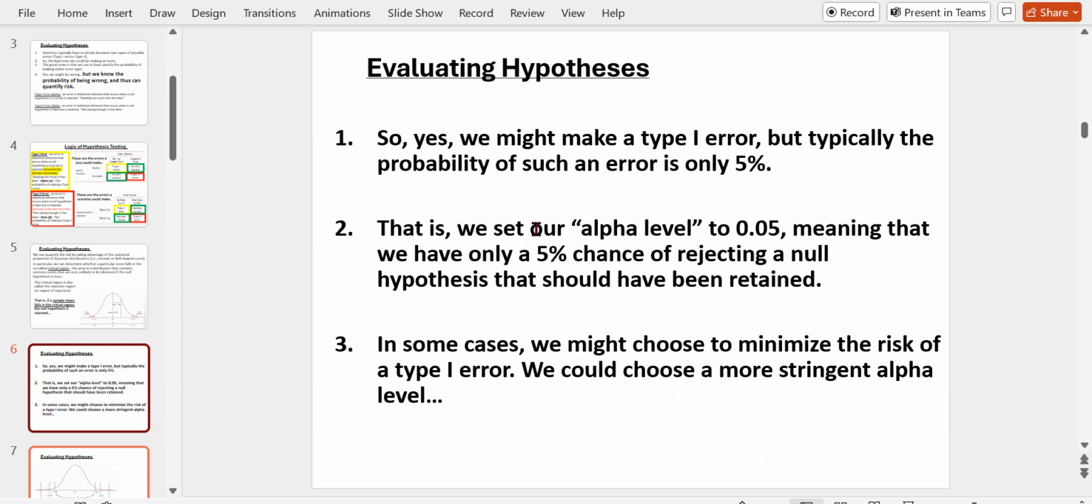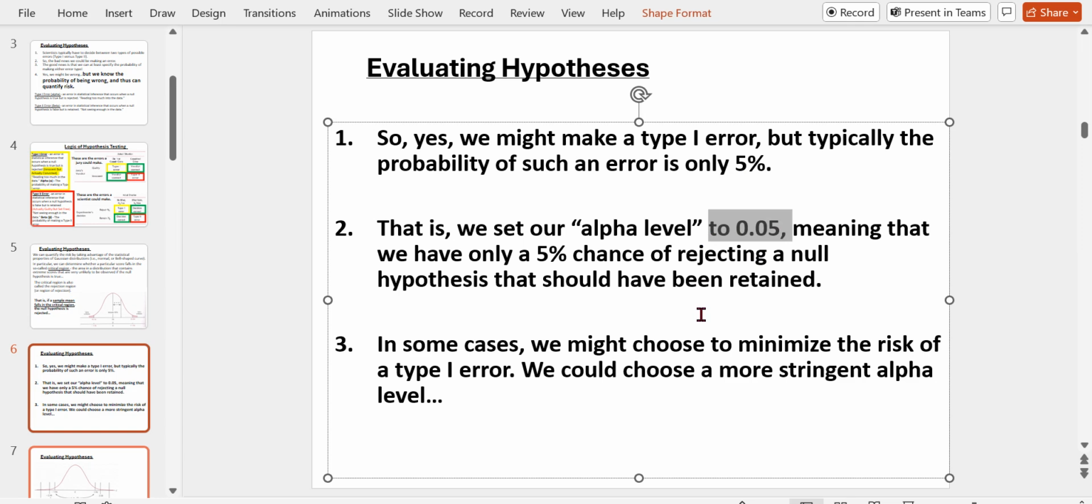So, yes, we might make a type 1 error, but typically the probability of such an error is only 5%. That is, we set our alpha level to 0.05, meaning that we only have a 5% chance of rejecting the null hypothesis that should have been retained. So again, there's your 5%.